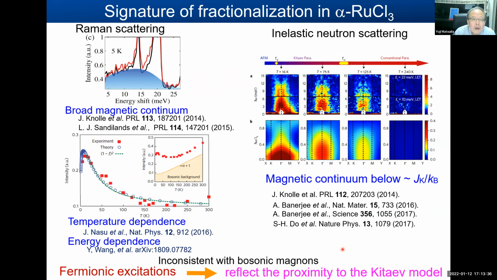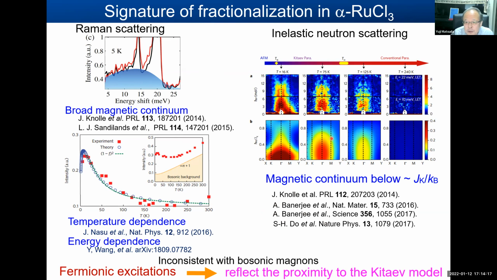The signature of the fractionalization is also reported by Raman scattering and inelastic neutron scattering experiments. The temperature dependence and the energy dependence of the broad magnetic continuum by Raman scattering has been attributed to the fermionic excitations. And the magnetic continuum excitation by neutron scattering below the Kitaev temperature is consistent with the excitation expected in the Kitaev interactions. So this result reflects the proximity to the Kitaev model. Of course, there's an alternative interpretation of this data.